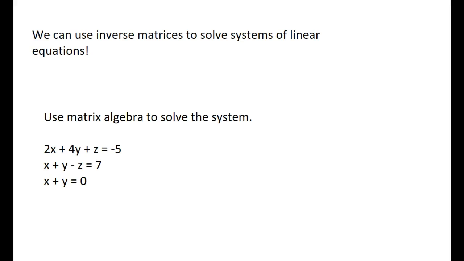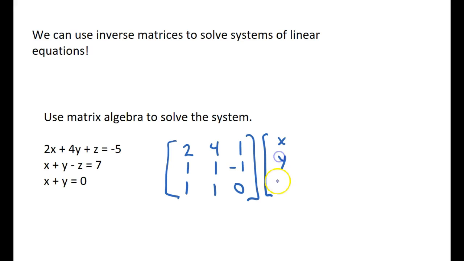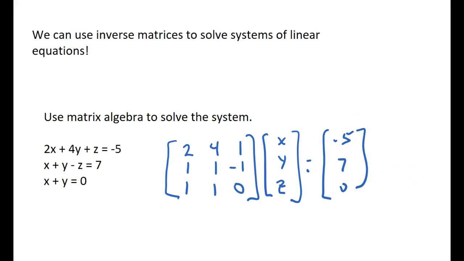There it is. So why do we worry about inverse matrices? Well, we can use them to solve systems of equations. And so let's convert this system of equations to a matrix equation. So it's going to be 2, 4, 1, 1, 1, -1, 1, 1, and there's no z, so I have to put in the 0, okay? And that's times x, y, z equals our constants, -5, 7, 0.